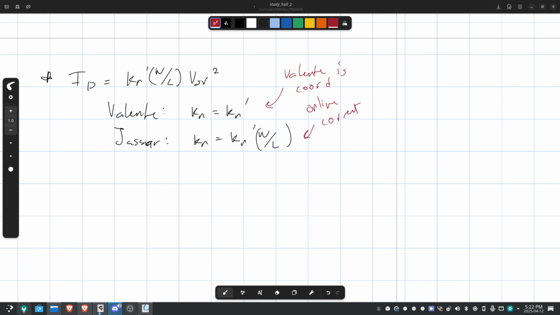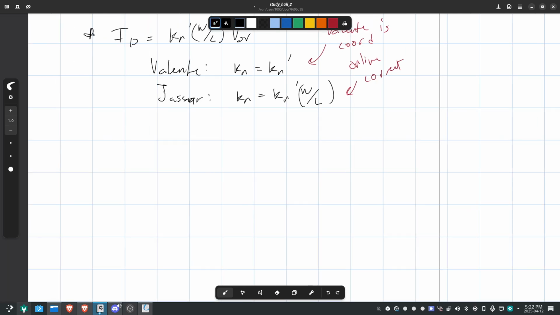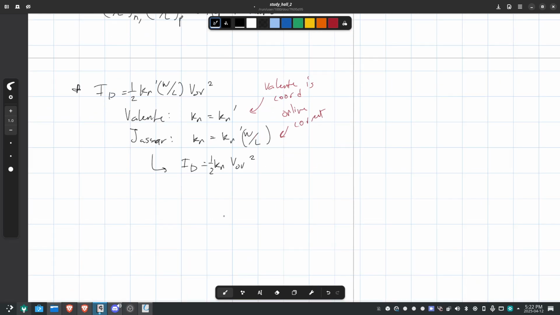Valente is this, but is Kn in the same case? Yes, that's what I'm saying. But in a question, if you're given this Kn, you don't know which Kn. No, he's not, because in Jassar's slides, she will also write that ID is half Kn W over L VOV squared. Sorry, I forgot the half here. So for this, again, I would recommend you make double sure. But for this study hall, we're going to avoid Kn.